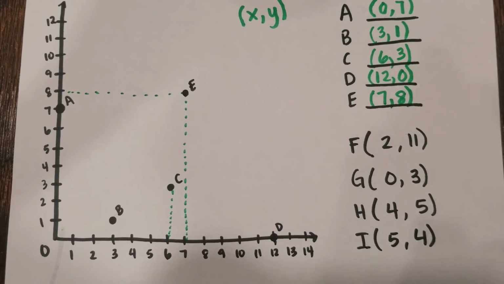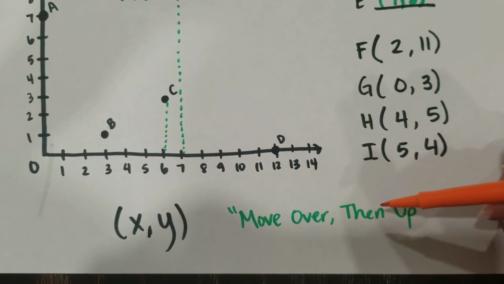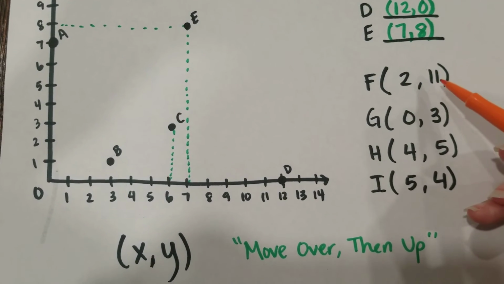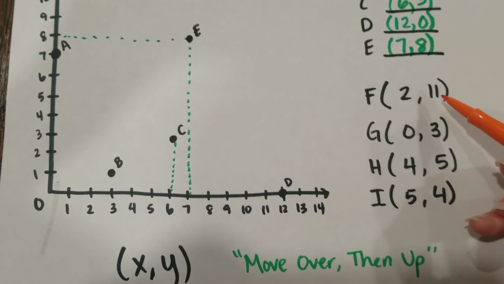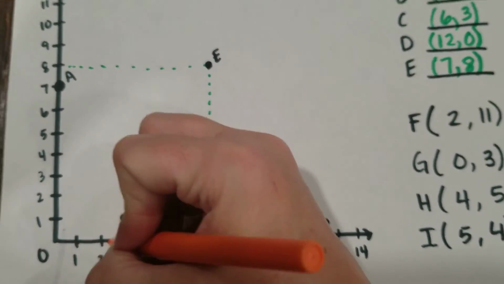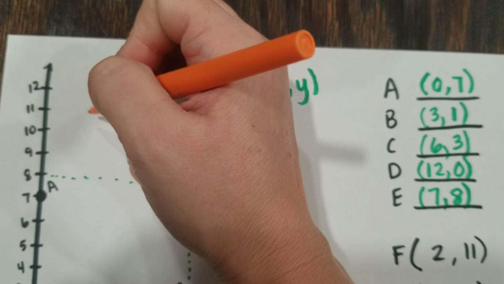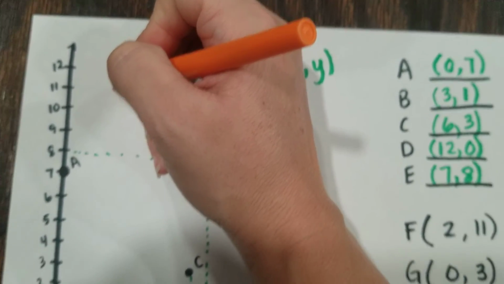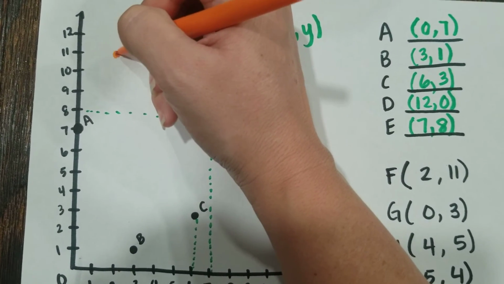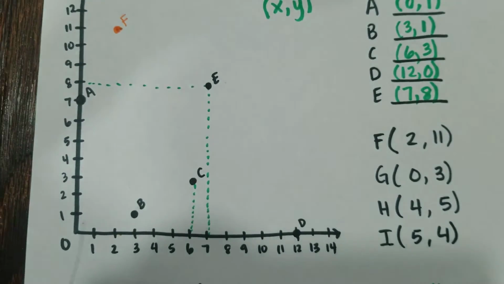All right, the next ones, they gave me the address, and I have to plot them myself. And remember, we move over, then up. So for point F, we need to move over 2, then up 11. So starting at 0, we go over 2, 1, 2, and then up 11. Oh my goodness. So from the 2, I've got to go all the way up to here. I'm double checking: am I above the 2? It looks like it. And so I'm just going to make a big old dot right there. Above the 2 and across from the 11, and this was point F, so I label it F.